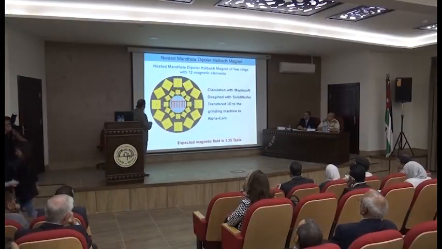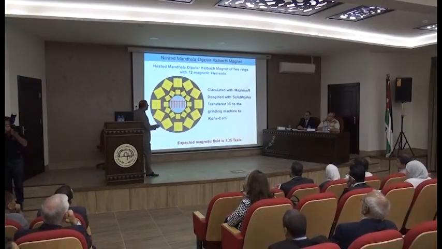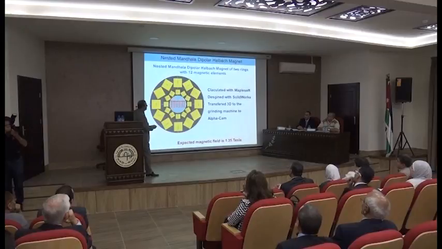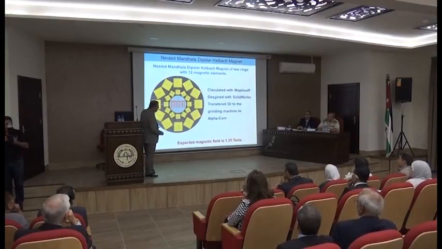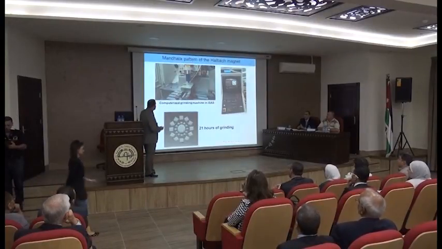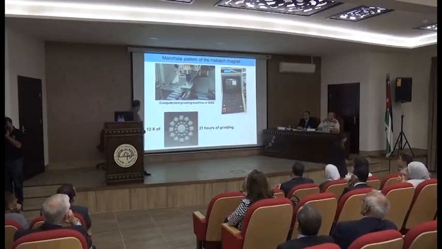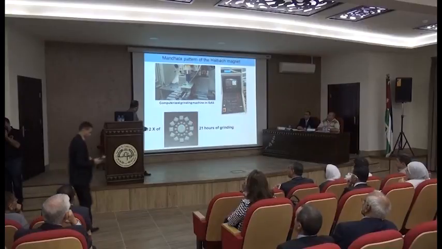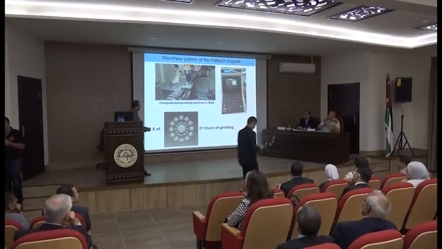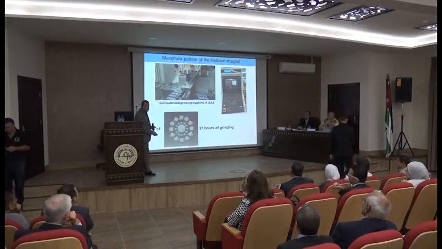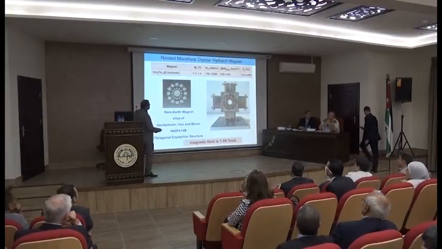And this is the magnet I designed myself, calculated with Microwave Studio simulation, designed with FieldWorks, and we transferred the 3D design to the milling machine at ESAS, Alpha Prime. The simulation is 1.35 Tesla. You see the reality at the end. This is the milling machine, this is the design, and here is the plate. So we had to have a full plate of that. It took 20, 21 hours of milling. And this is the final product.